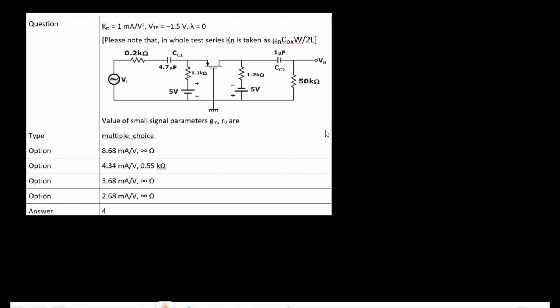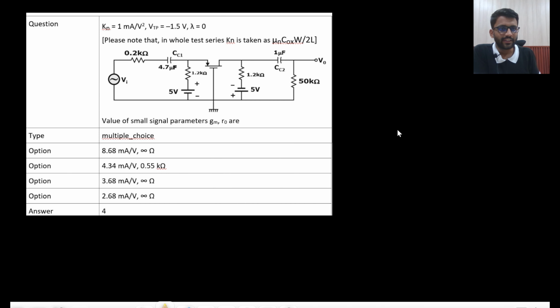Okay, very easy. So in this question you need to find the GM and R naught value. Lambda value is 0. If lambda is equal to 0, then certainly your R naught is infinity only. So there is no doubt about R naught. Now the question is, how do you find GM? For GM, you need the value of ID.